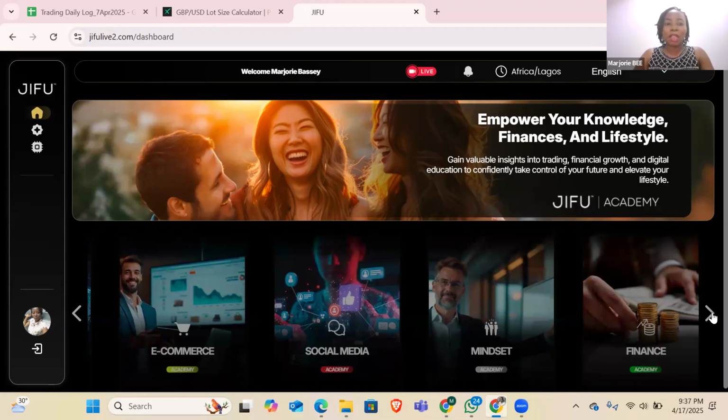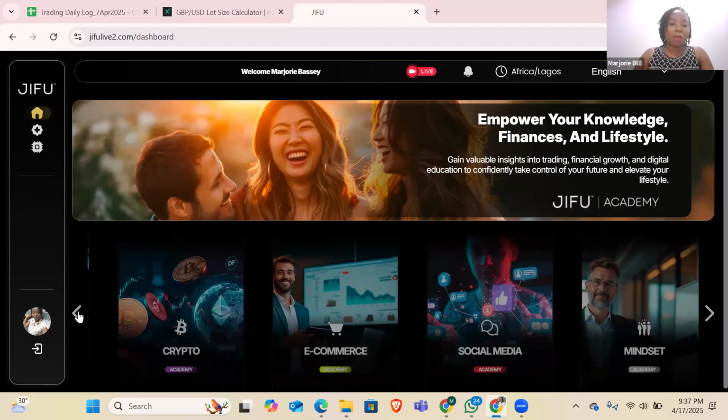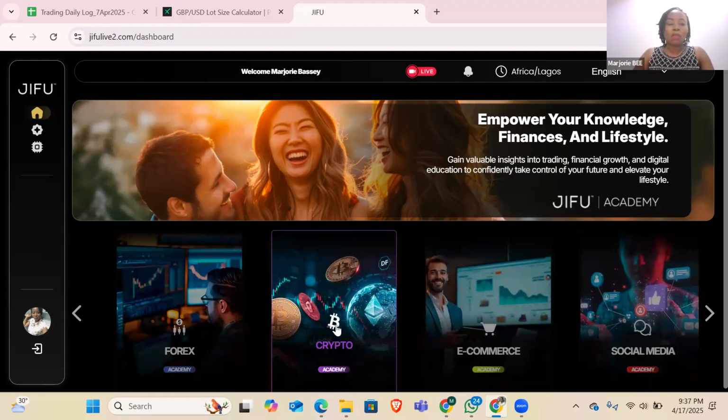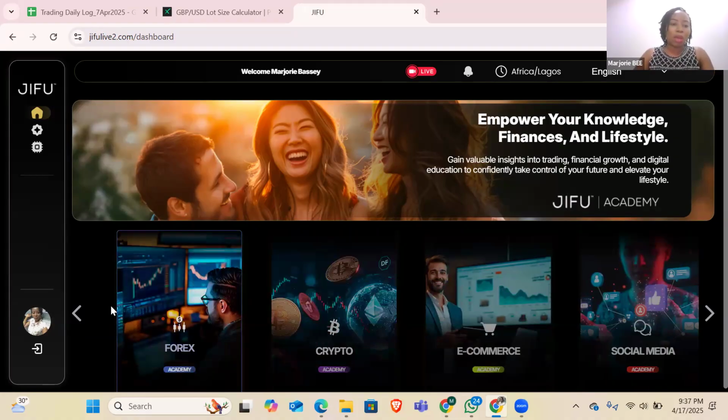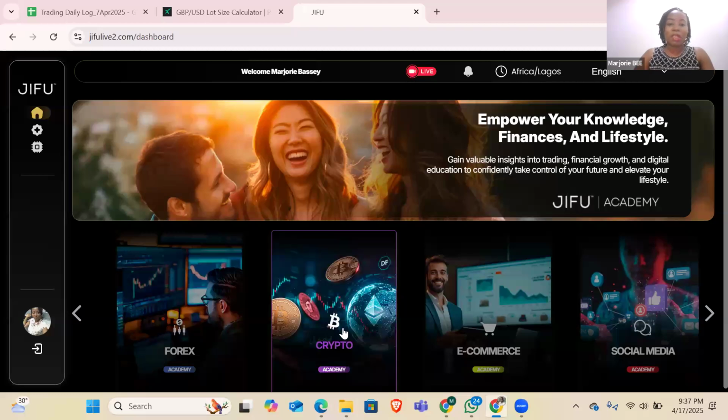Then there's a Finance Academy. It's not just about making money. When you make money, what do you exactly do with the money? So you have the various academies here. If you're just starting out and you want to learn, when you come to JIFU, everything is here for you.